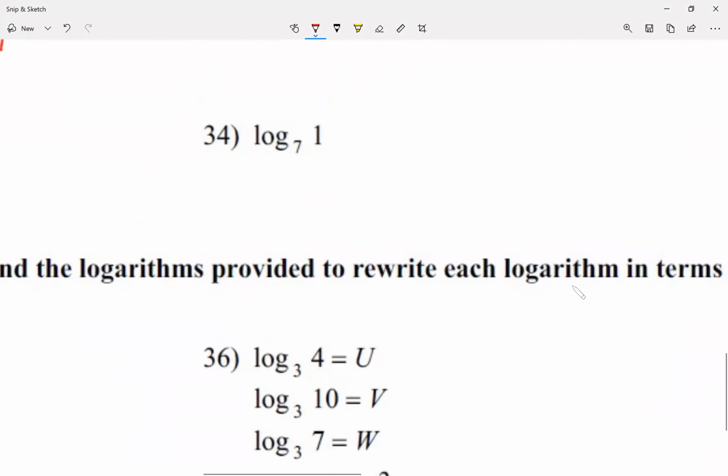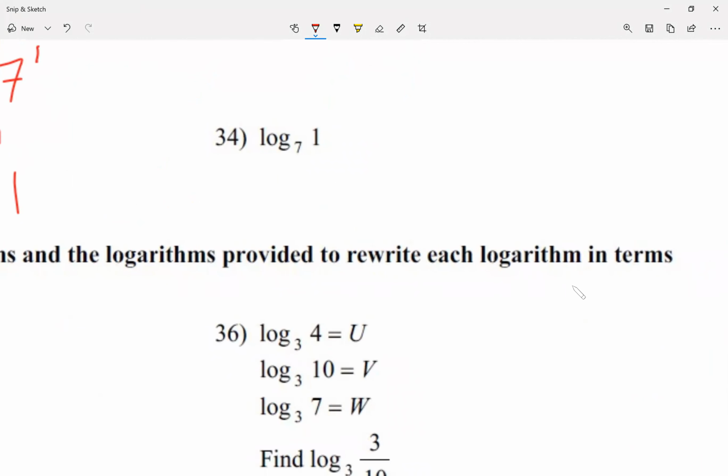Now the other one is here, log base 7 of 1, okay? The interesting part here is the 1, right? So this is going to happen sometimes. So for right now, let's just say this is equal to x, because I don't know what it is. So I can write this as 7 to the x is equal to 1. Now, I wish I could write 1 as 7 to the something. And actually, I can, right?